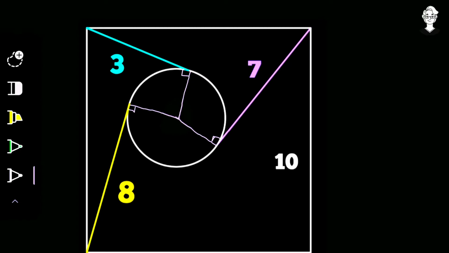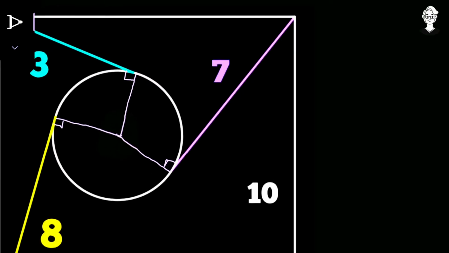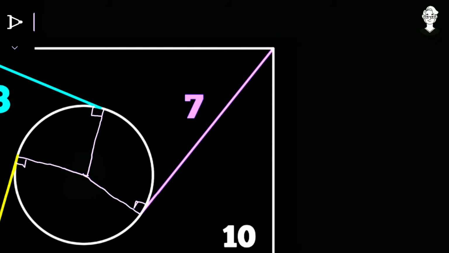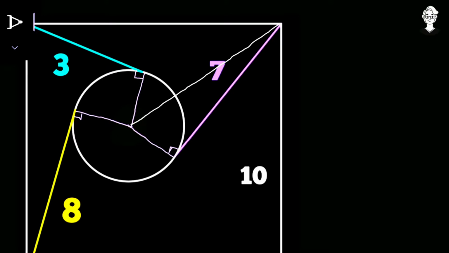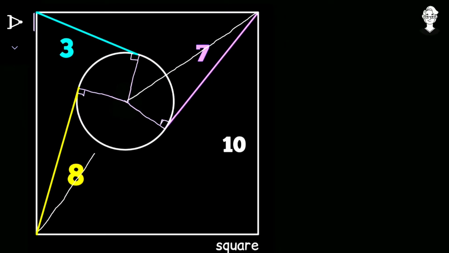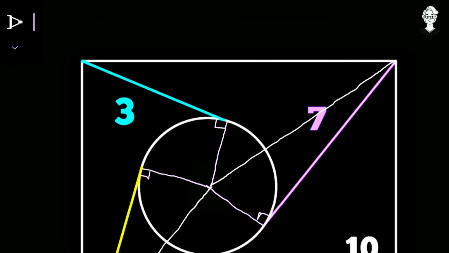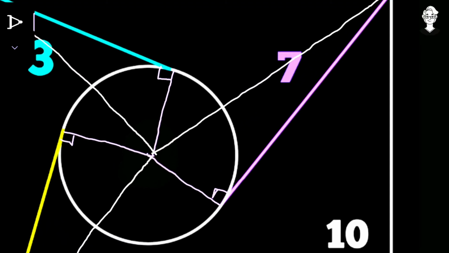Now what we can do next is join the vertex to the center of the circle. So from the vertex of this square to the center of the circle, this is a straight line. Similarly for this tangent also, from here to the center, and similarly for this third one, from the corner to the center. Now let the radius that we have to find be equal to x, so this length is x, this is also a radius, so x, and that is also a radius, so it is also equal to x.